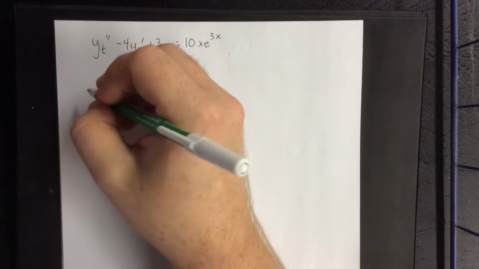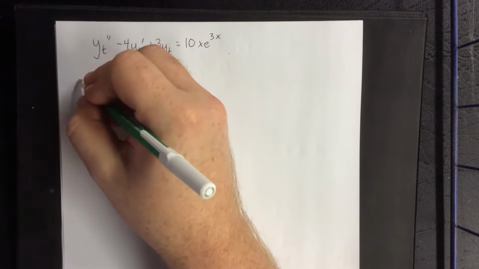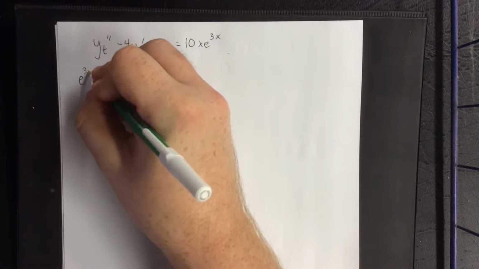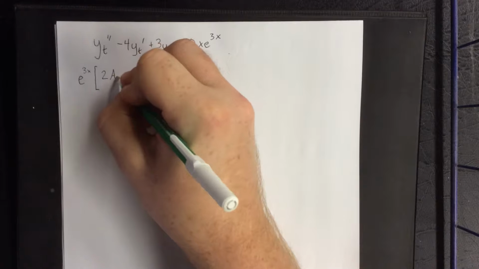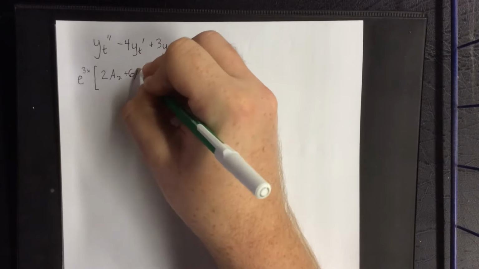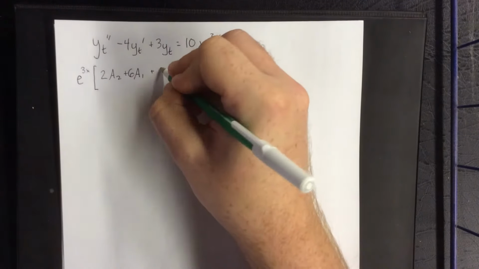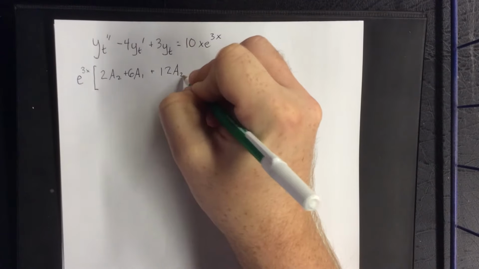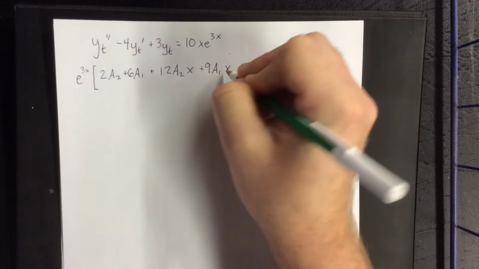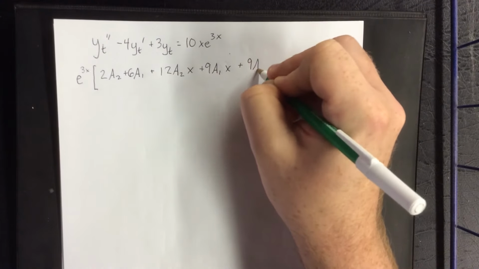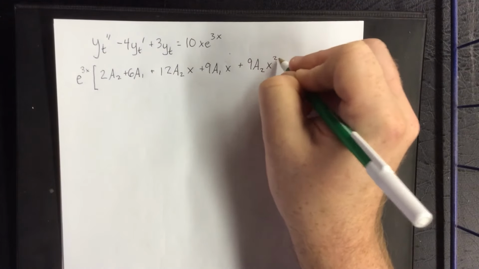So the second derivative of the trial solution, I'm going to be doing a lot of looking back and forth for this. e to the 3x times 2a2 plus 6a1 plus 12a2x plus 9a1x plus 9a2x squared.